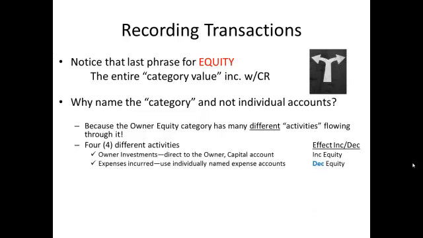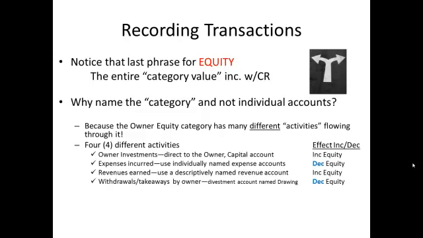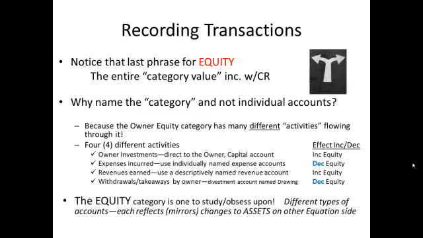Expenses incurred. We use individually named expense accounts. Expenses incurred eventually result in a reduction of assets on the left-hand side of our equation, and we reduce our owner's equity on the right-hand side by decreasing equity. Another activity tracked through owner's equity, revenues earned. We use a descriptively named revenue account on the right-hand side and increase it as we make a sale entry, and withdrawals or takeaways by the owners, a divestment. We use an account called drawing that would decrease the equity side as the owner takes out cash on the left-hand side. So the equity category is indeed one to study and obsess upon. There are different types of accounts. Each reflects or mirrors changes to assets that are occurring on the other side of the equation.